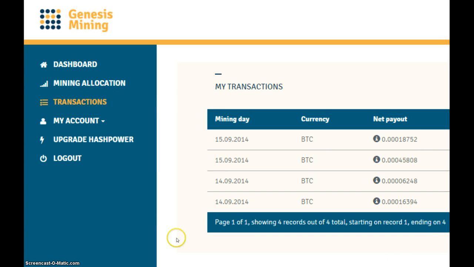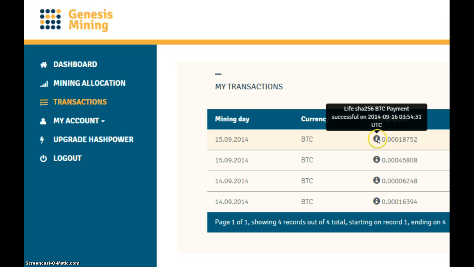So I've zoomed in a little bit to make it easier to read. These two down here are yesterday's payments, and they weren't the full 24-hour payment, so I didn't add them in, because obviously they weren't hashing for a full day. Now, to find out which contract is which, you can quite easily hover the mouse over this little icon here, and it will tell you straight away.